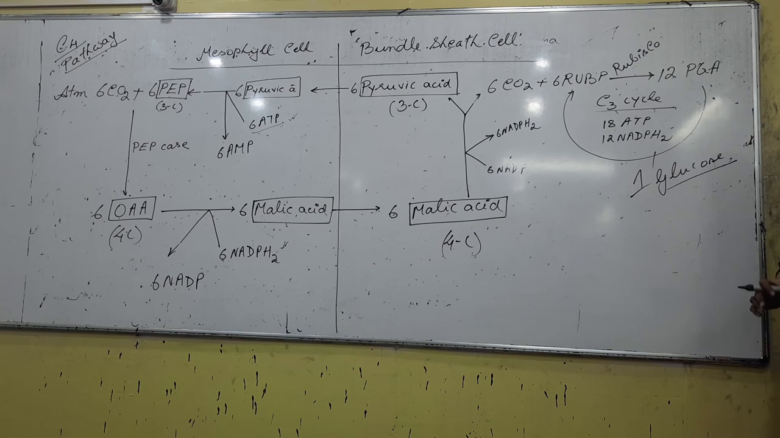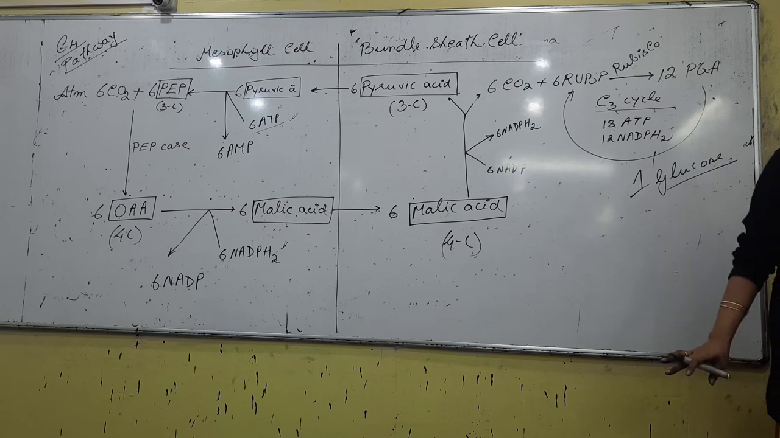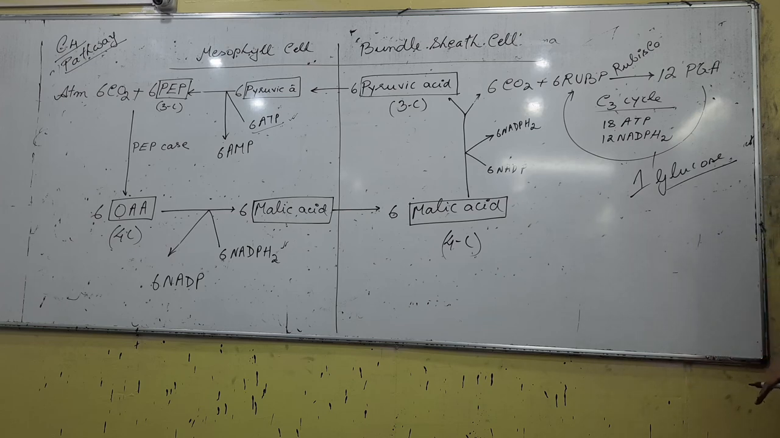So what we have seen in the C4 cycle is that photosynthesis occurs in two cells. The light reaction and the dark reaction have happened. Dark reaction means carboxylation. The first step of the dark reaction in C4 plants starts in which cell? In the mesophyll cell. So this is the way you will question yourself and take out the answer from the chart. Right? Okay.